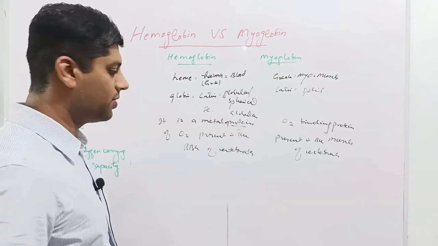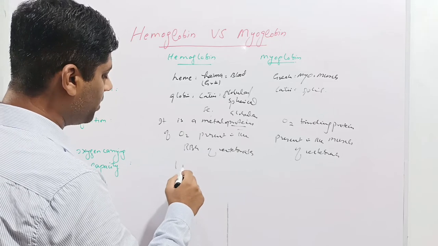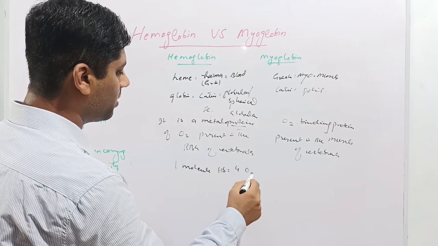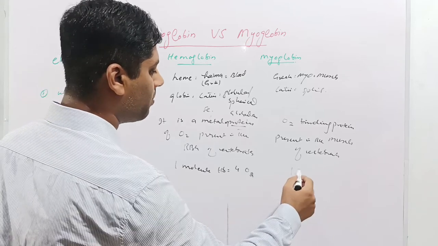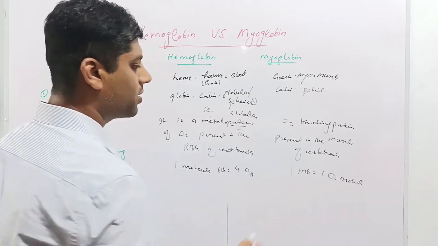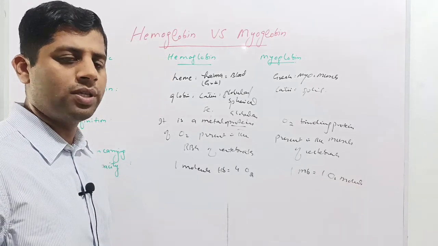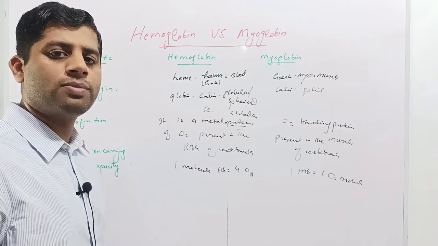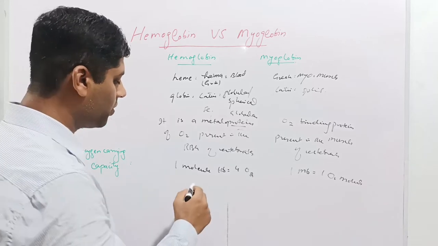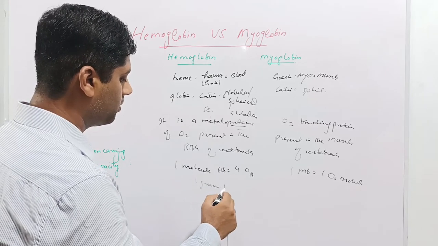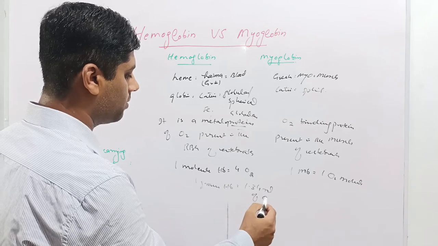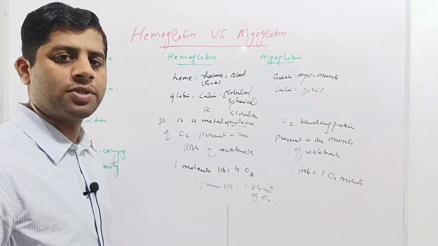Next is the oxygen carrying capacity. It should be kept in mind that one molecule of hemoglobin can carry 4 oxygen molecules, while one molecule of myoglobin can carry 1 oxygen molecule. These are the oxygen carrying capacity of hemoglobin and myoglobin. Hemoglobin can bind to 4 oxygen molecules due to presence of 4 iron elements. It is also calculated that 1 gram of hemoglobin can carry 1.3 ml of oxygen. This is referred to as the oxygen carrying capacity.